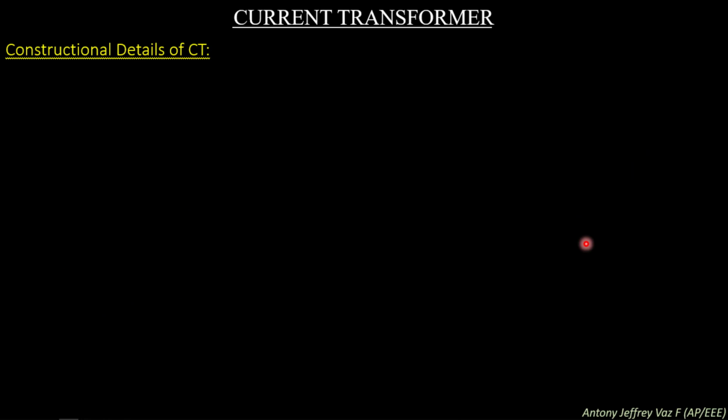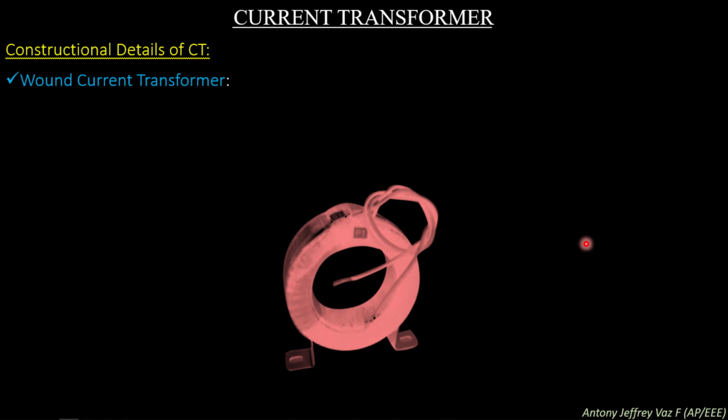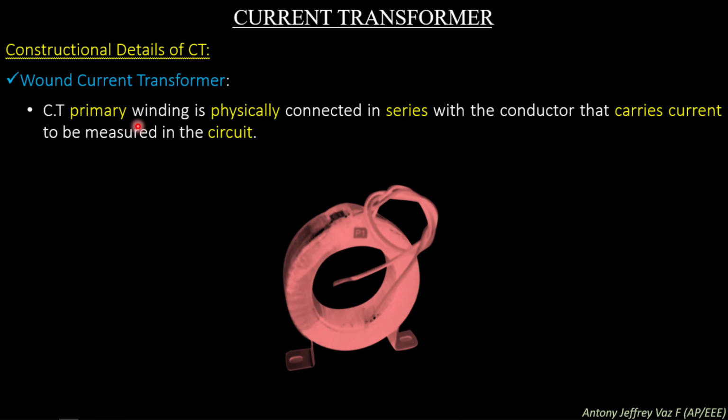Constructional details of current transformer. Wound current transformers. Current transformer primary winding is physically connected in series with the conductor that carries the current to be measured in the circuit. The figure shows you a wound current transformer.